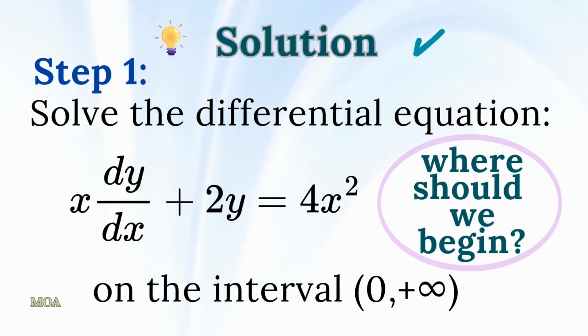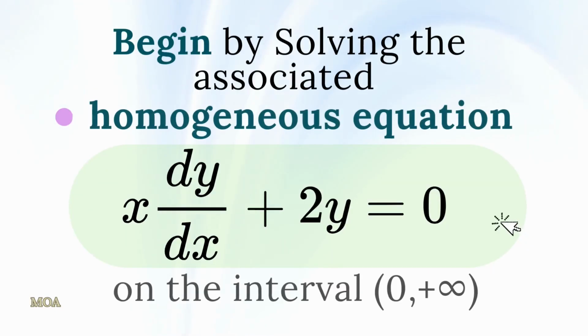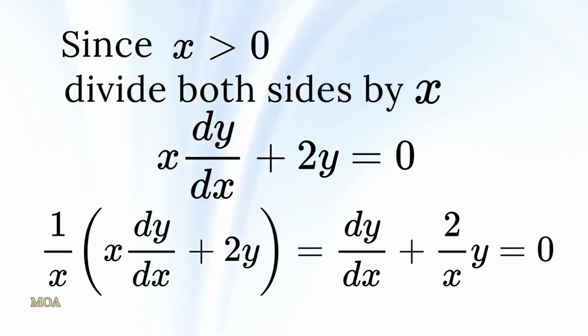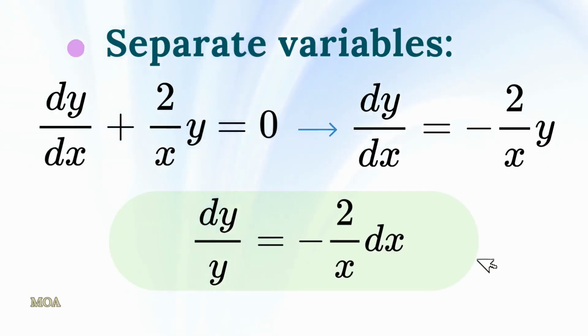To solve this first-order differential equation, x times y prime plus 2 times y equals 4 times x squared, we begin by solving the associated homogeneous equation, x times y prime plus 2 times y equals 0. Since x is greater than 0 on the interval from 0 to infinity, we may divide both sides by x. This gives us y prime plus 2 over x times y equals 0. This equation is separable. After rearranging it, we obtain dy over y equals negative 2 over x dx.